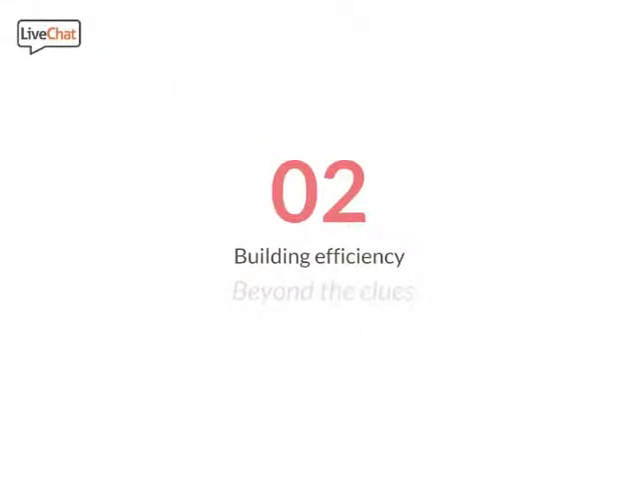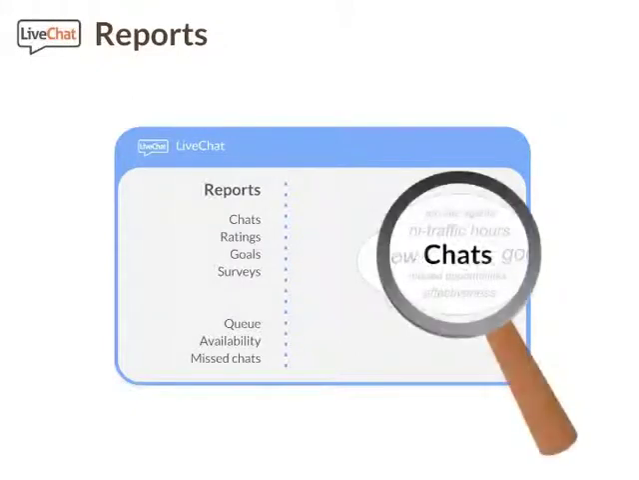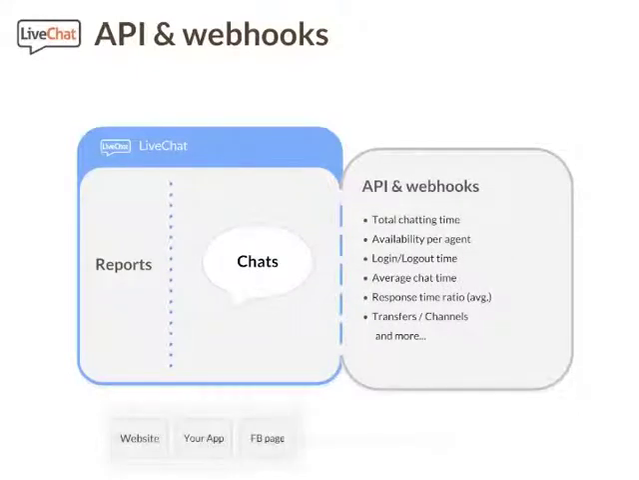Right, building efficiency beyond the clues. Now we know that we've got reports in LiveChat. Let's talk a little bit more about tailor-made analytics. In here, we've got reports on the left-hand side, and we add in another block which is called API webhooks. That allows you to make tailor-made analytics. They give you custom metrics beyond the reports.